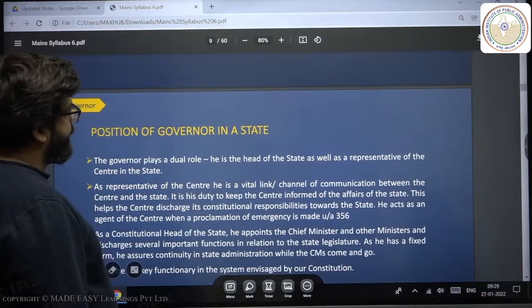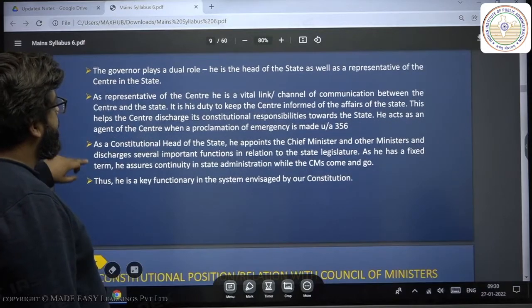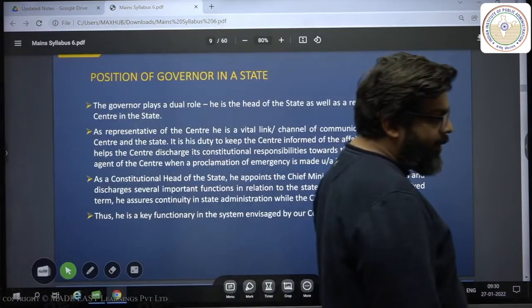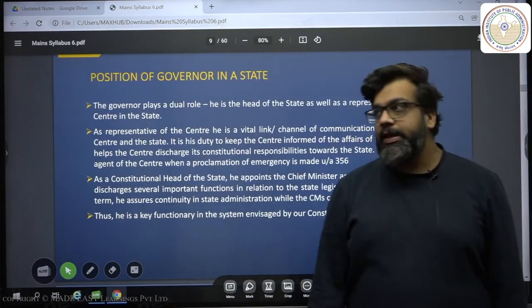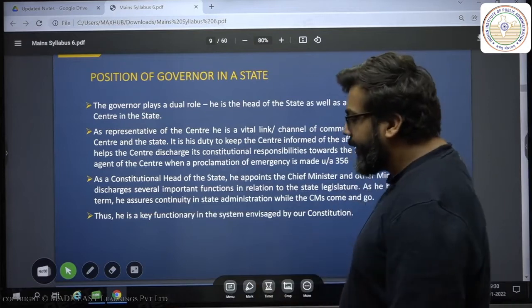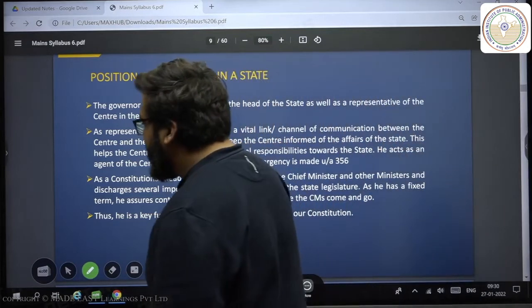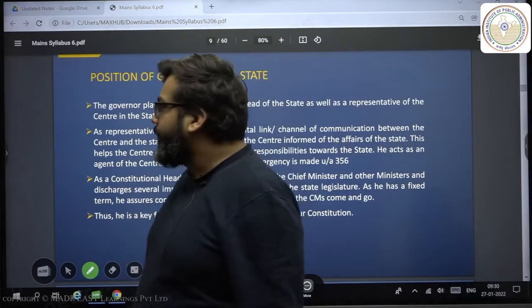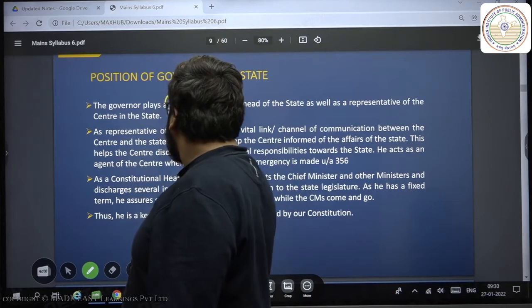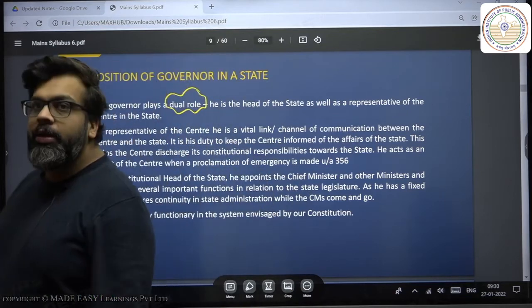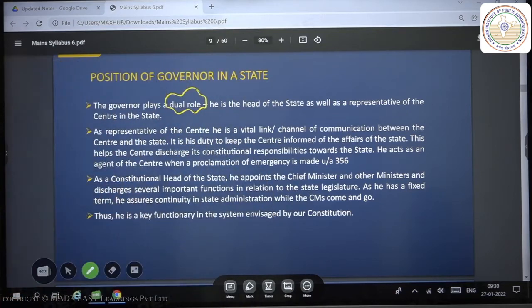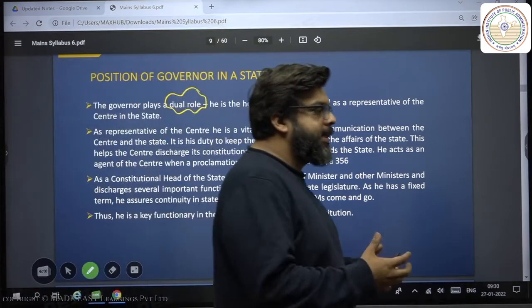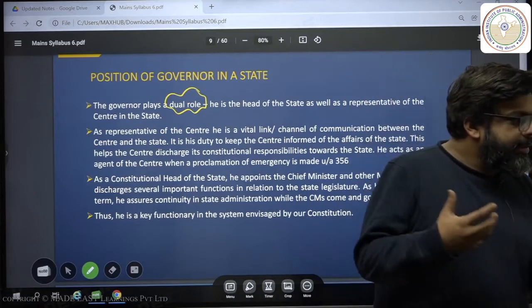Now, let's come to the position of the governor in the state. Now, when we look at the position of the governor in the state, what do we understand? We understand that unlike the president, who's largely playing a national figurehead kind of a role, the governor is playing a dual role. This means the governor is the head of the state as well as a representative of the center in the state.